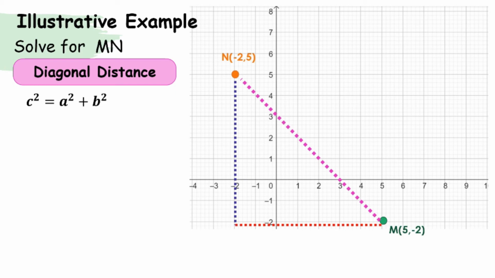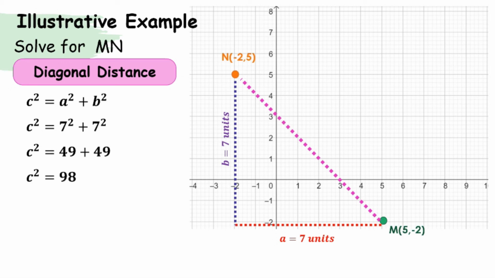After this, we're going to solve for the distance of your legs. So first, the horizontal distance will give you 7 units. Then the vertical distance will give you also 7 units. After this, we're going to use those values to solve for our c. So c squared is equal to 7 squared plus 7 squared. C squared is equal to 49 plus 49. Then that will give you c squared equals 98.